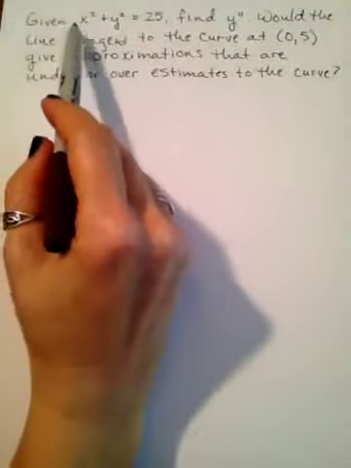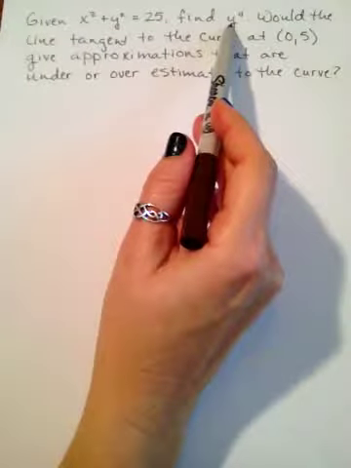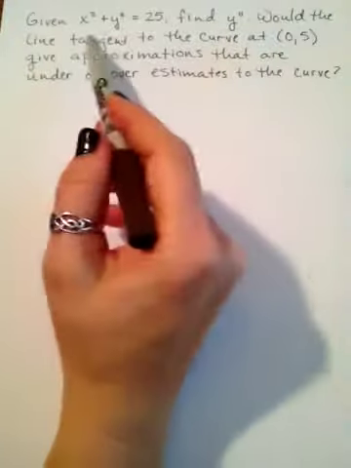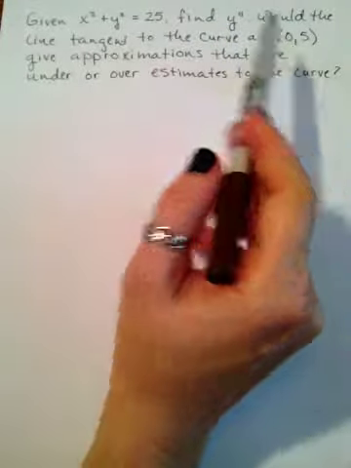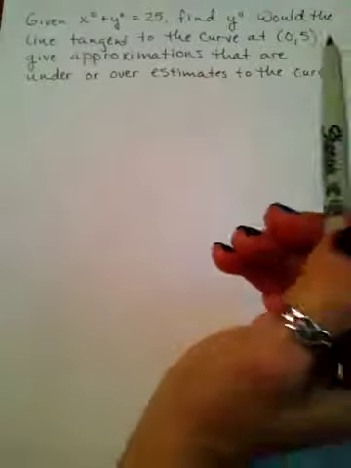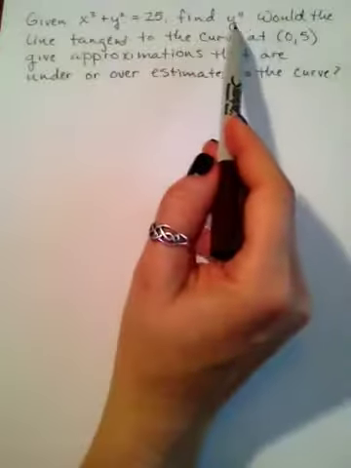For this problem, it says given x squared plus y squared equals 25, find y double prime, the second derivative, and then they want to know, would the line tangent to the curve at this point give approximations that are under or over estimates to the curve? Now let's pretend for a second that we don't know what this looks like. Okay. It asks for the second derivative.